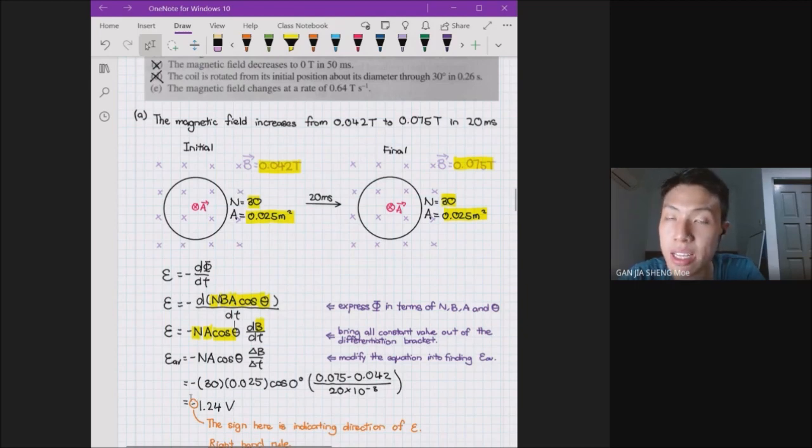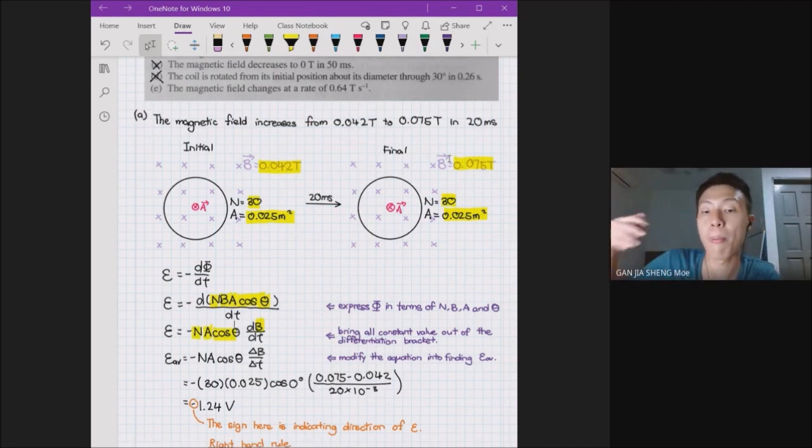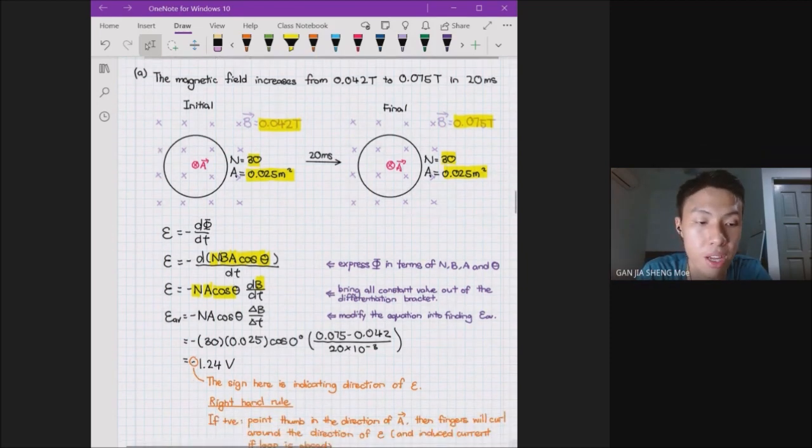So this time, the negative here, is it important or not? Yes, it's important. Why? Because they tell you clearly this is an increasing magnetic field. They are not just saying it's a changing magnetic field. It's increasing. So they clearly tell you how the magnetic flux will change. The magnetic flux will increase because of the increase of magnetic field. So because everything is defined very clearly right now, the negative here carries a meaning. It carries the direction of the EMF. So the sign here is indicating the direction of the EMF.